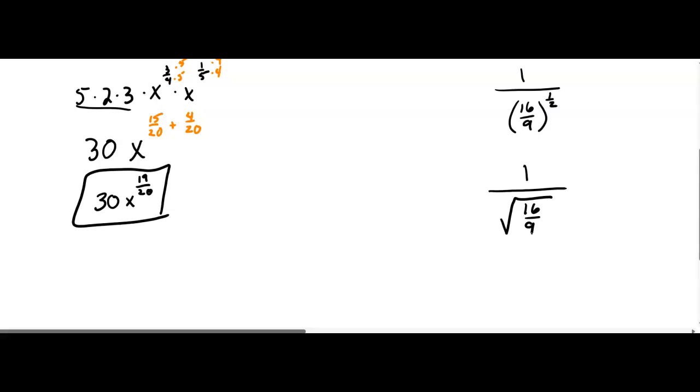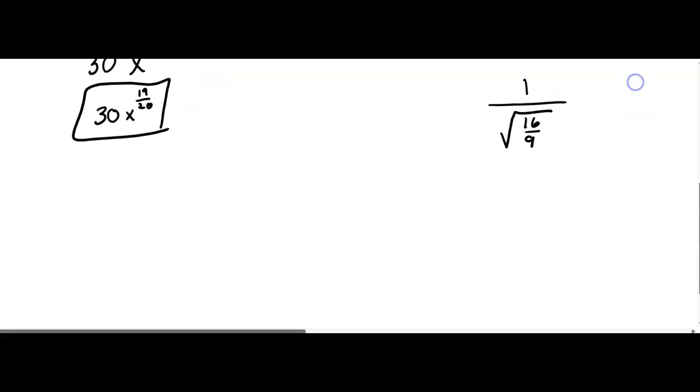Okay, well, I can split that up and make it 1 over square root of 16 over the square root of 9. Okay, that's going to be, I'm running out of room here, 1 over 4 over 3, right? Because square root of 16 is 4, square root of 9 is 3.